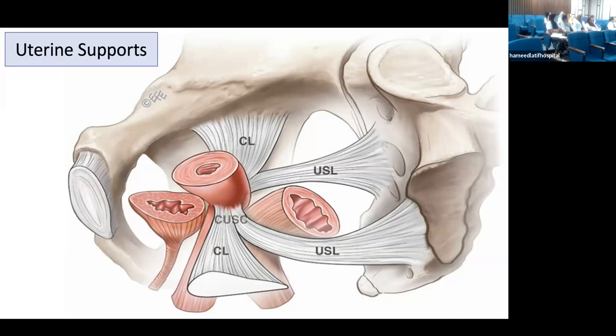We just look at the vaginal canal and then the cervix here, the uterus. You will see that the uterine body is going like this. That is the plane of the uterine body. This is the plane of the cervical canal or cervix. And this is the plane of the vaginal canal.